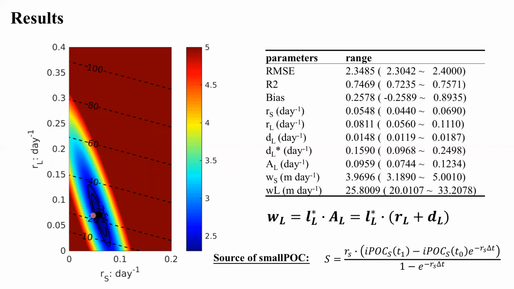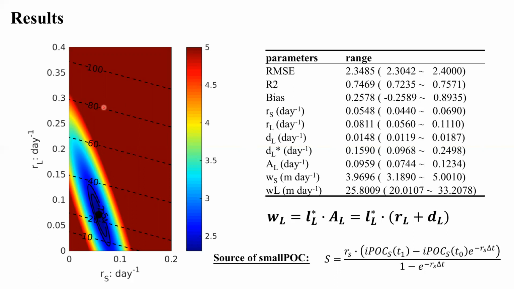But here we didn't use these optimal values directly. Instead, we set some criteria to select a possible range for these 2 parameters. The first criterion is that the root mean square error should be inside this inner contour line, which means that the increase of root mean square errors from the minimum values should be lower than 0.1. And the second criterion is associated with the sinking velocity of large POC.